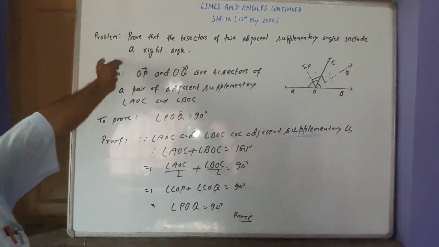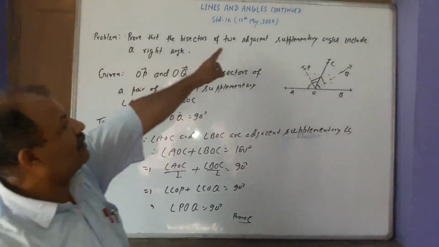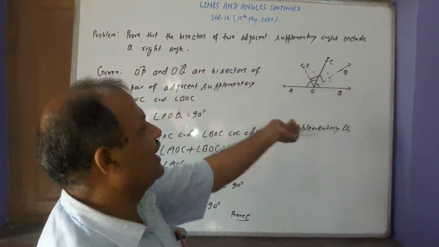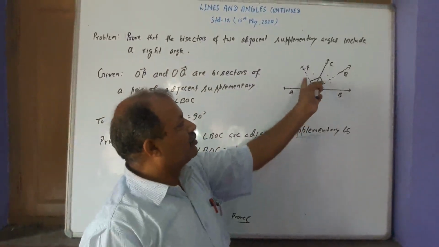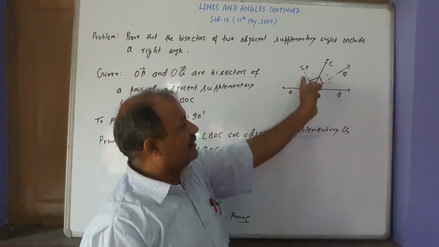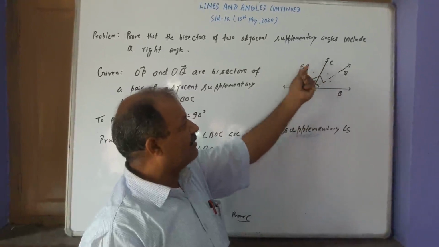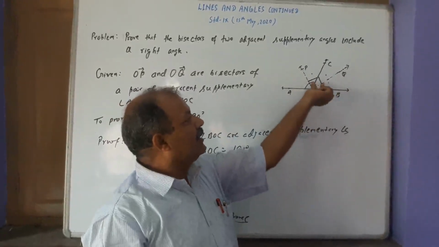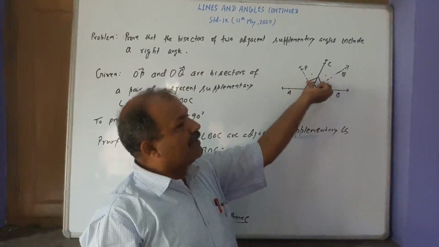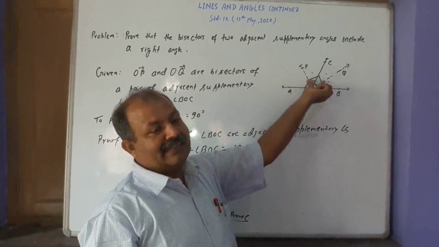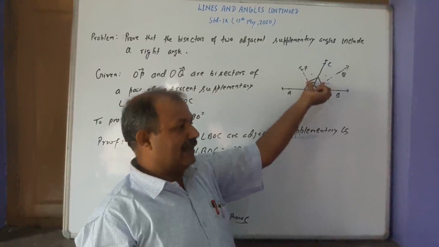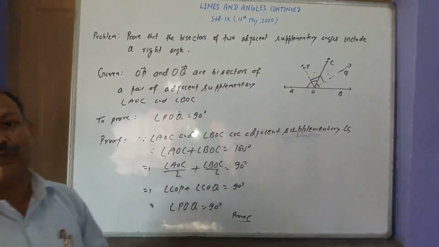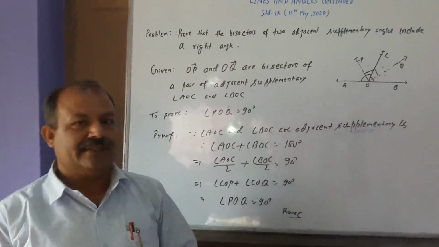What is the statement? Prove that the bisectors of two adjacent supplementary angles include a right angle. These are two supplementary angles and they are adjacent supplementary angles, and their bisectors are OP and OQ, and OP and OQ are including 90 degrees. 90 degrees means a right angle. You have to practice them and then you have to solve exercise 7b.